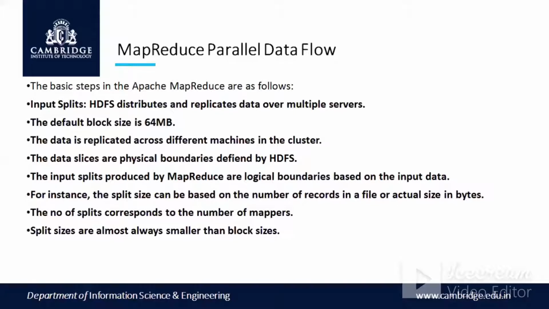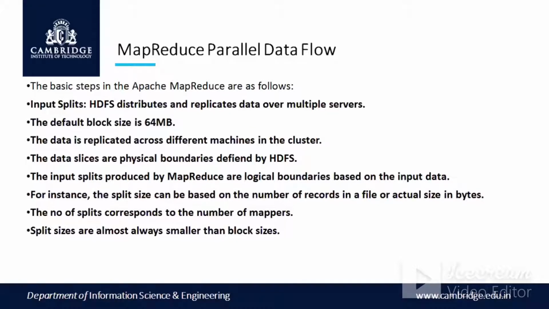We'll see how the MapReduce parallel data flow happens. The basic steps in Apache MapReduce are as follows. The first step is input splits. The Hadoop distributed file system distributes and replicates data over multiple servers. The default block size is 64 MB.